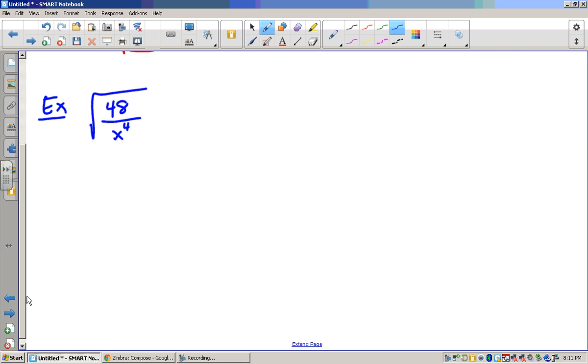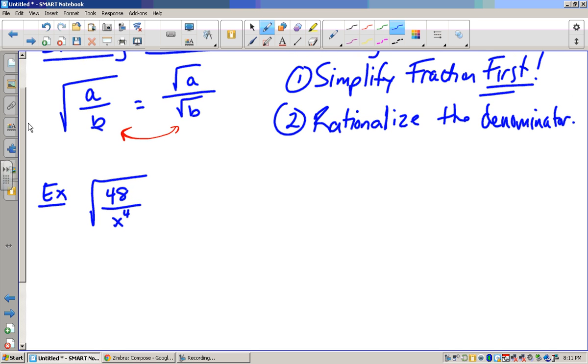So let's look at this problem. We have the square root of 48 divided by x to the fourth power. Now, as we go back and look at our pieces, I had the square root of a fraction. And we want to look to see if we can simplify the fraction first. So kind of pretend that the radical's not there for a second and just look at the stuff, the radicand. And look, can I simplify this piece at all? Is there anything about 48 and x to the fourth they have in common? Well, since this is a constant and this is a variable, they have nothing in common right now. So there's nothing I can do with this to simplify.